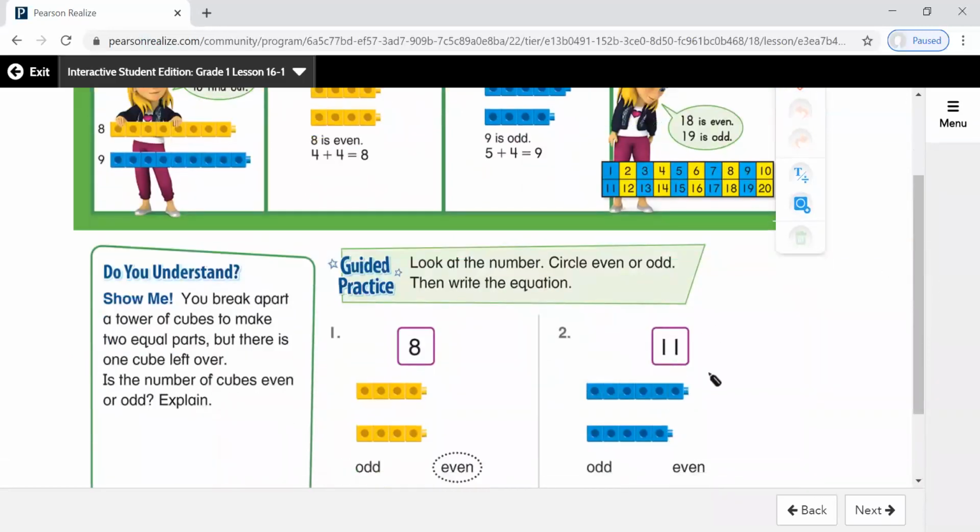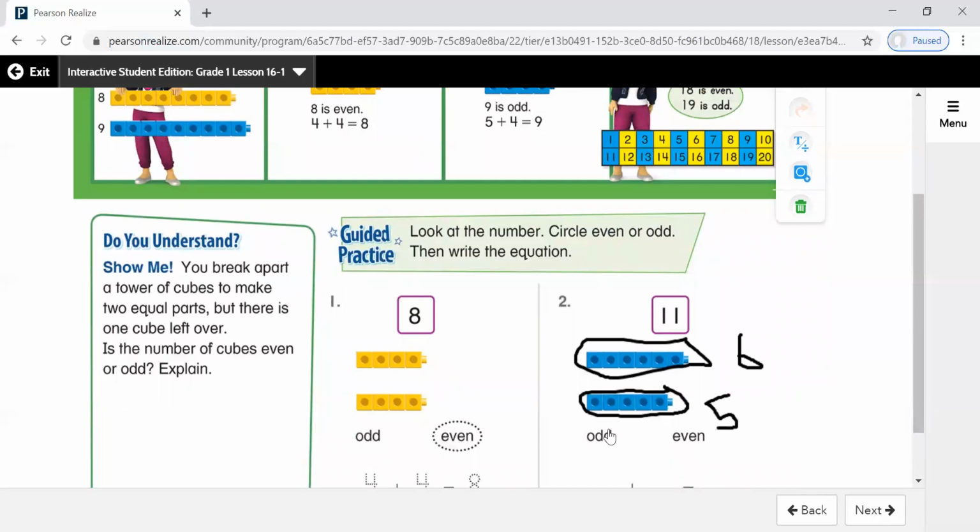11. Look at the numbers in these cards and decide they are even or odd. 11. As you see, can you put 11 cubes into two equal groups? Let us check that. This is the first group. This is the second. They are equal? No, very good. I have here 6 cubes, but I have here what? 5. If you count them, you will find that. So it's odd because they are not equal.